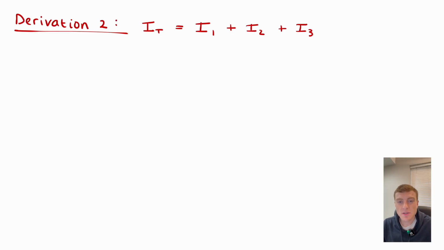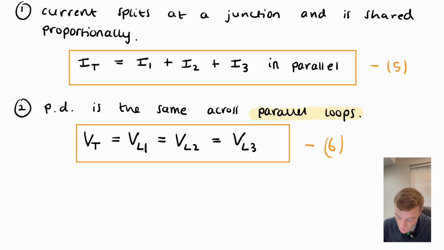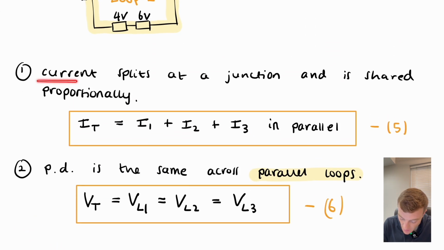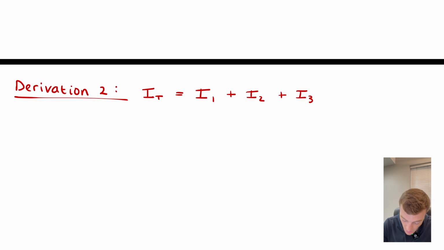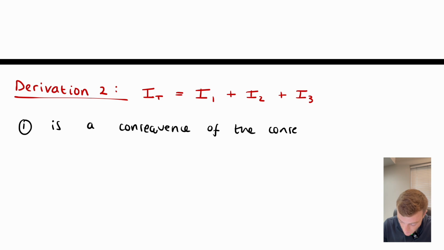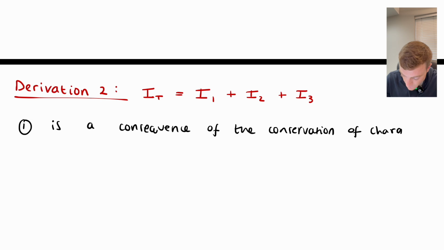Now I'm going to go through the mathematical derivation of why current splits at a junction. So let's go back up to rule 1 and see that current, if we remember from video 1, is the rate of flow of charge. So it shouldn't come as a surprise that rule 1 is a consequence of the conservation of charge. And this is exactly what you need to write to get 1 mark in the exam. You have to say it's due to the conservation of charge.